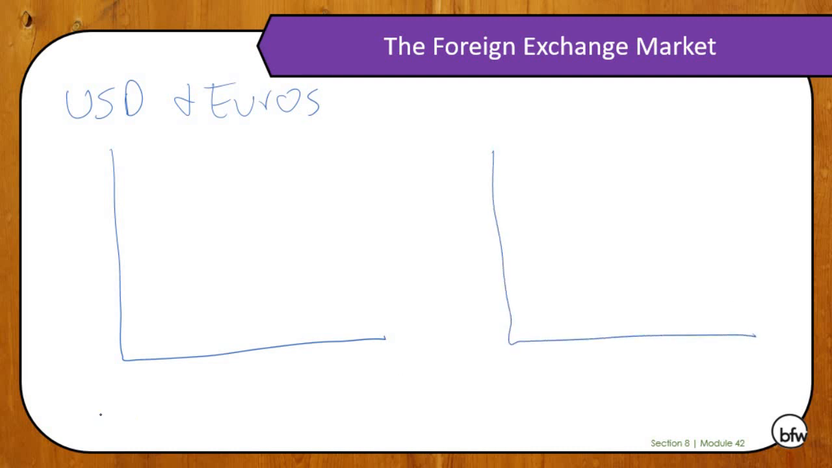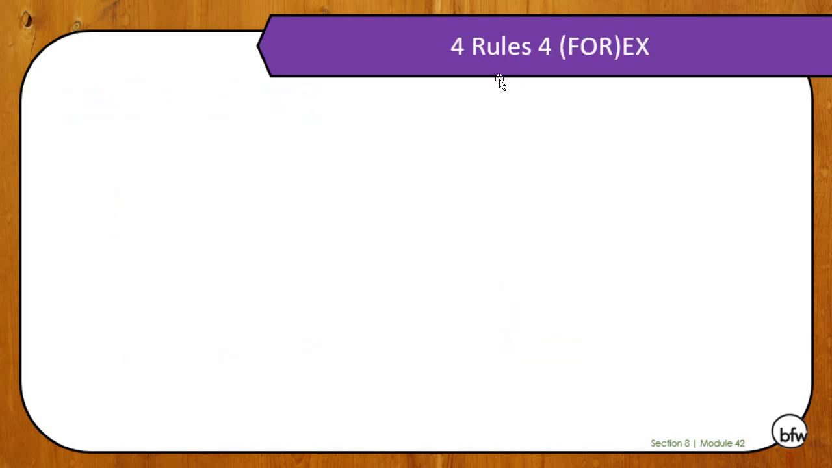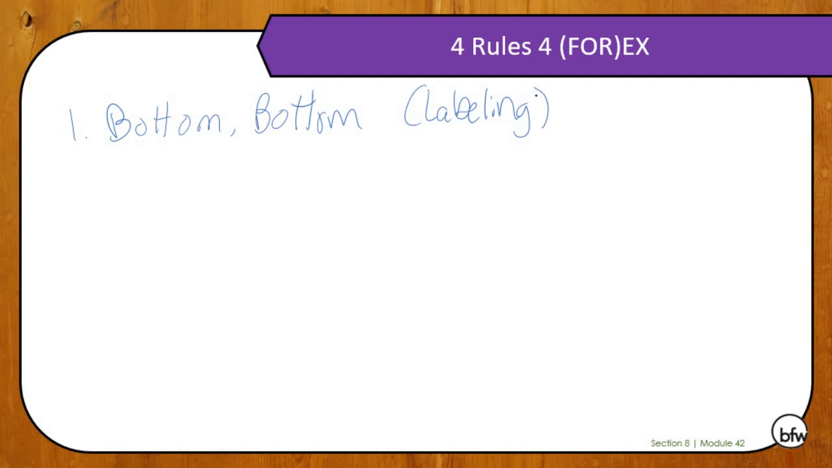Now, I'm going to be toggling back and forth between drawing the graphs and going over the 4 rules for Forex here, because as I write them out, it'll help us to draw those graphs. So the first rule is bottom, bottom. And that's a labeling rule. That's going to help you with your labeling of your graphs correctly.